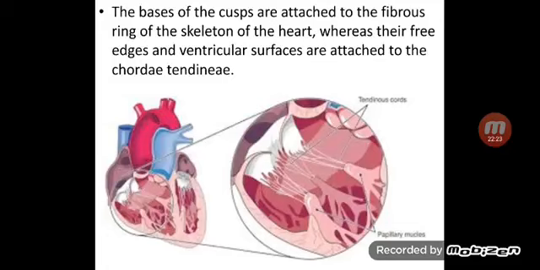Every valve has a base and a free edge. The base is attached to the fibrous ring, to the skeleton of the heart, which will give it support. But the free edge, as its name says, is free. The free edge is attached to the chordae tendineae. By this, it will be attached to the papillary muscle.